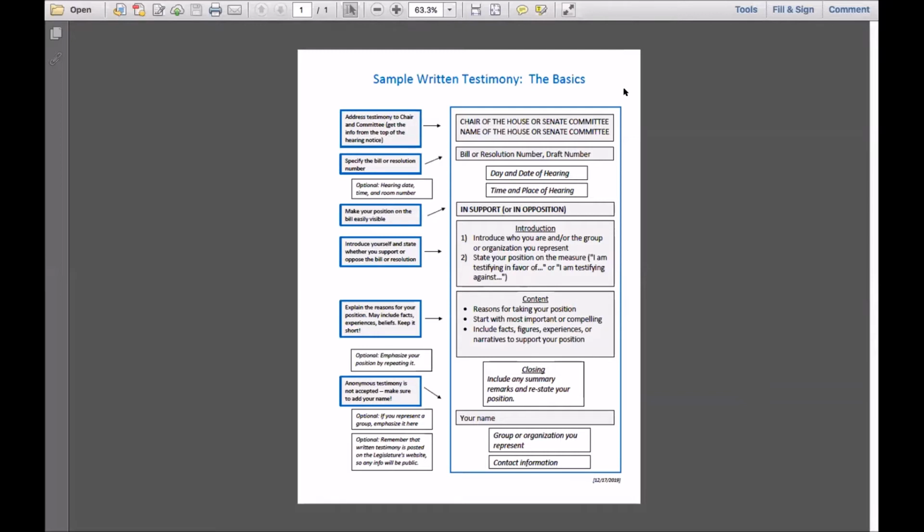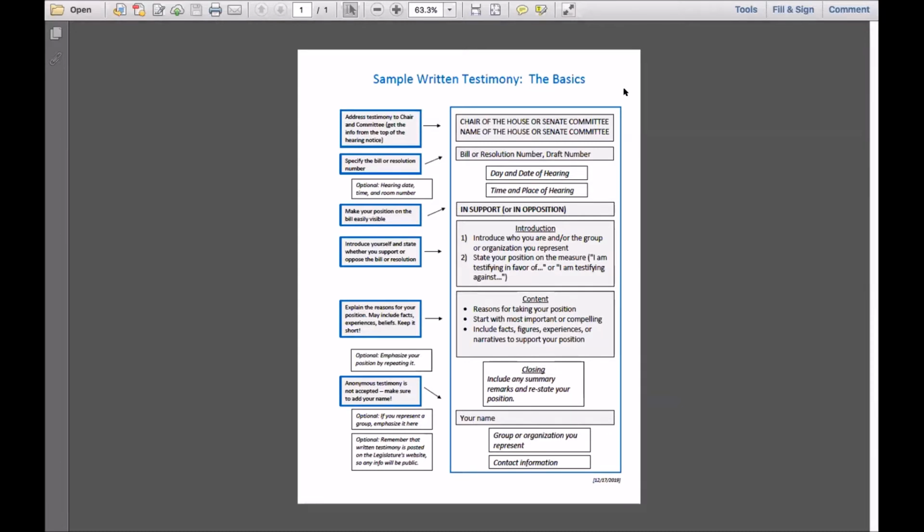This is a pretty short session, I would think, on how to write testimony. We're talking about the basics, things that you need to put in your testimony to make it clear what you're talking about for someone who doesn't know, and what you can put in there to try and make an impact and influence the decision to go your way.